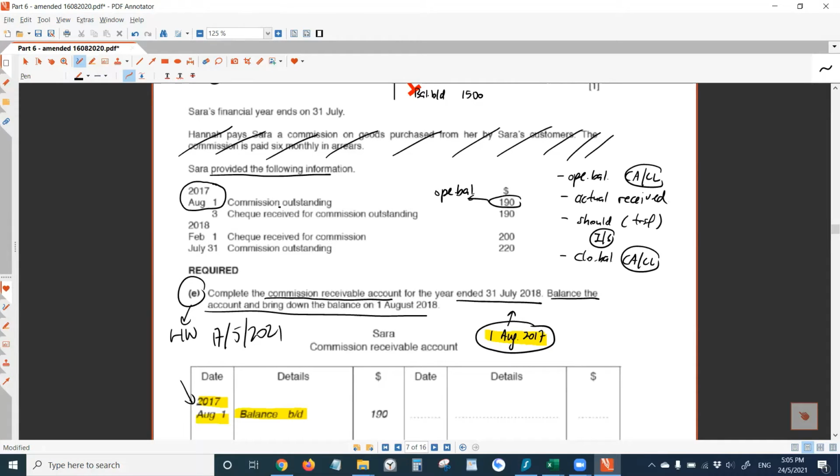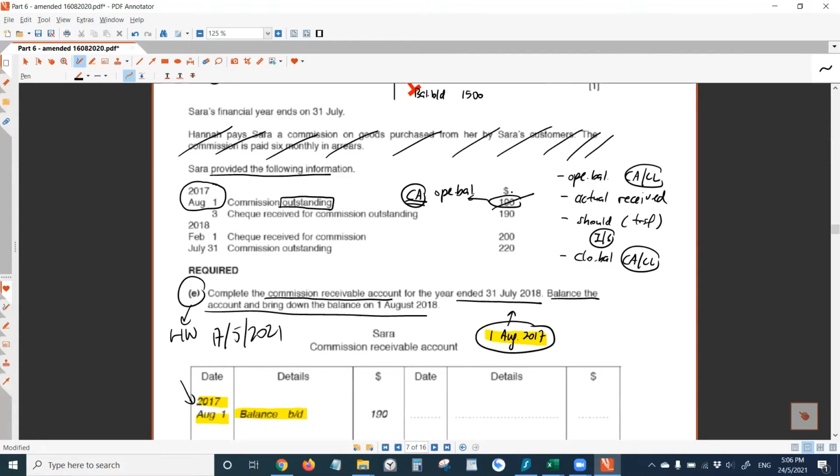CA or CL? It says outstanding, and income that is outstanding is known as a current asset. Never always come to a quick conclusion that this is a liability whenever you see the word outstanding. It depends on whether you are doing an income account or an expense account. Since this is an income account, income that is outstanding means somebody owes us money, that is a current asset. So have they put it correctly? Yes, the 190 is on the debit side. Okay, so 190 is done.